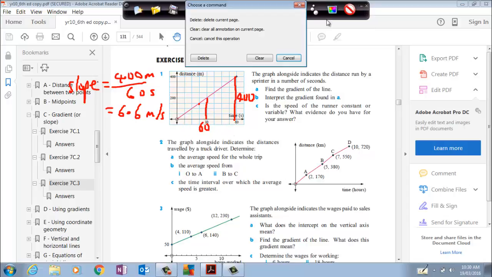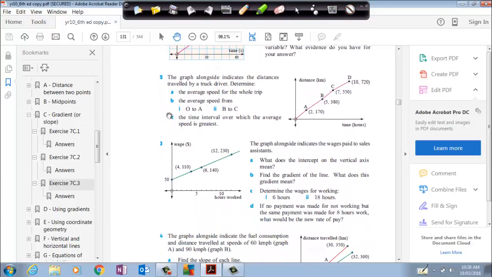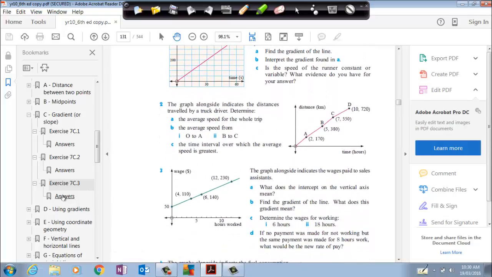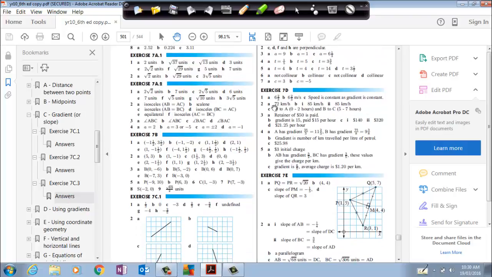Okay, now you can try the rest of 7D. So pause that now and come and see the answers later. Okay, so 7D, the answers are there for 1, 2, 3, 4 and 5.